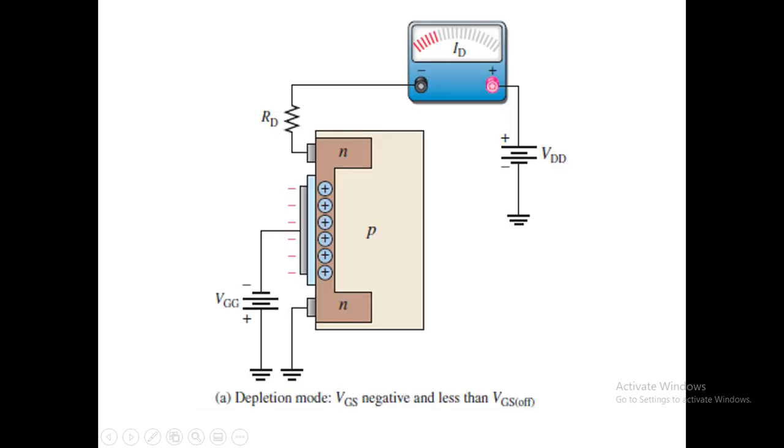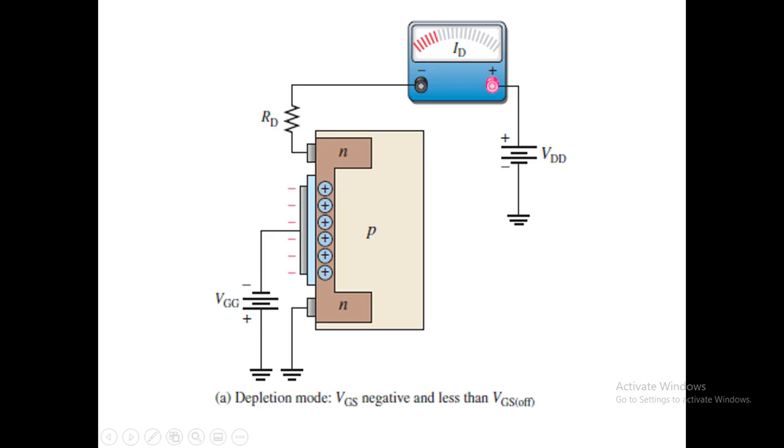And if VGS is negative, that mode is called depletion mode, and if VGS, that is the gate source voltage, is positive, that mode is called enhancement mode. So here we have applied the drain to source voltage as positive to drain and negative to source, and we have applied a negative gate source voltage. VGS is negative and it is less than VGS off, that is called the threshold voltage.